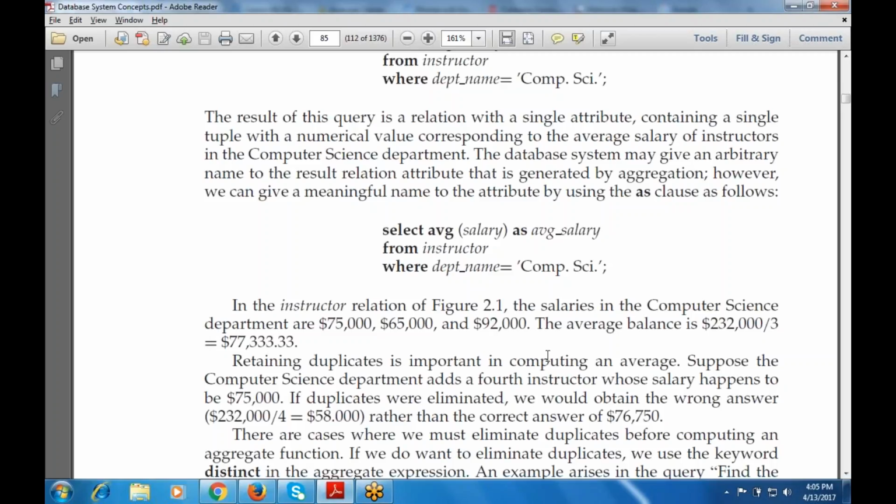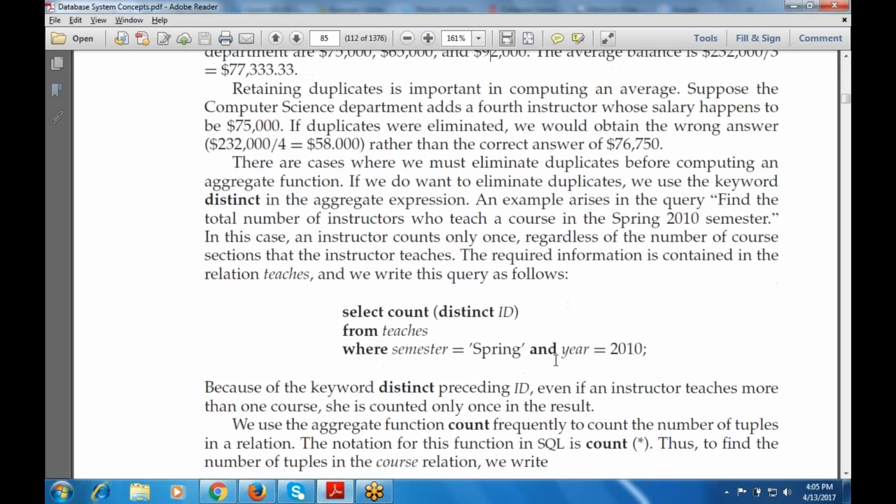Retaining duplicates is important in computing a salary average. Suppose the computer science department has a 4th instructor whose salary happens to be around 75,000. If the duplicates were eliminated, we would obtain the wrong answer, that is 232,000 divided by 4, that is 58,000, rather than the correct answer, 76,750. That means it also takes the duplicate values into account.